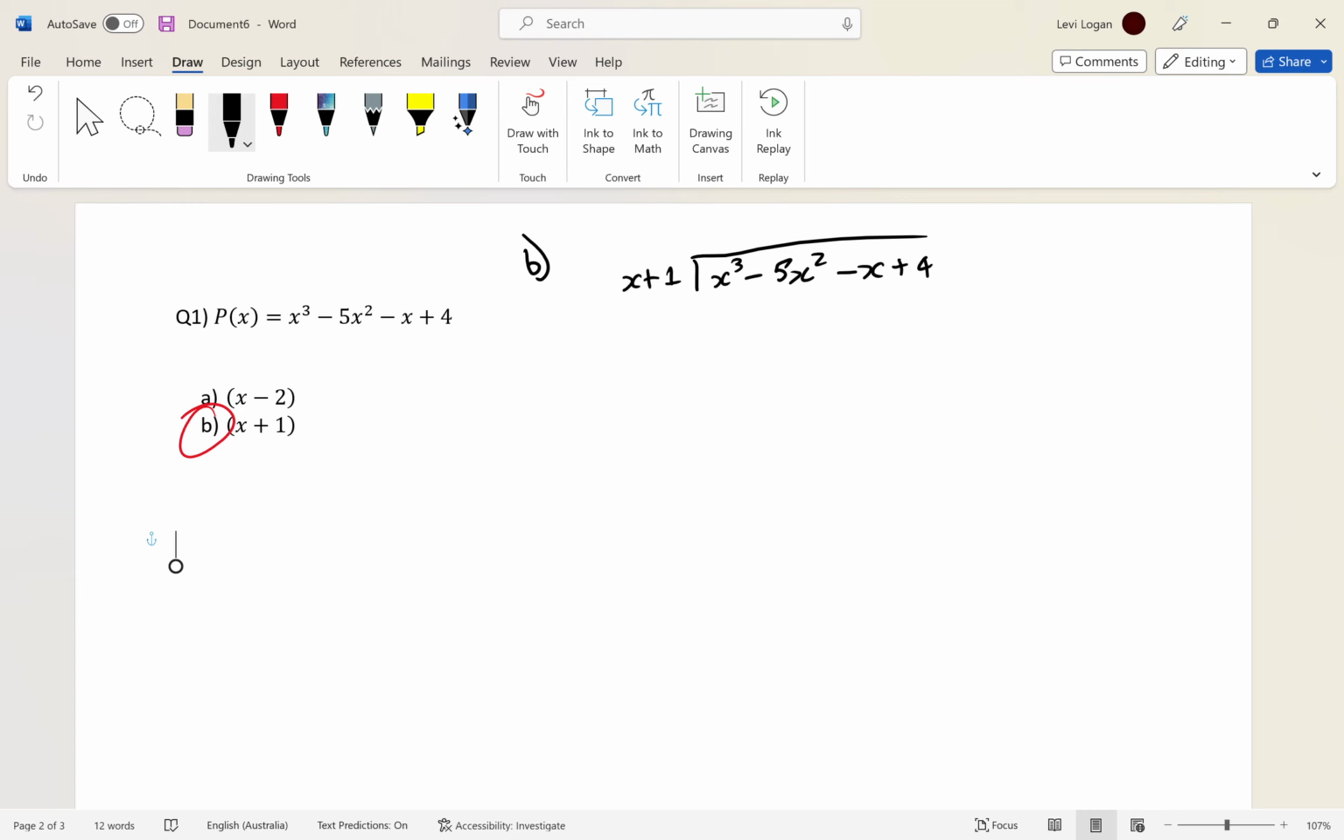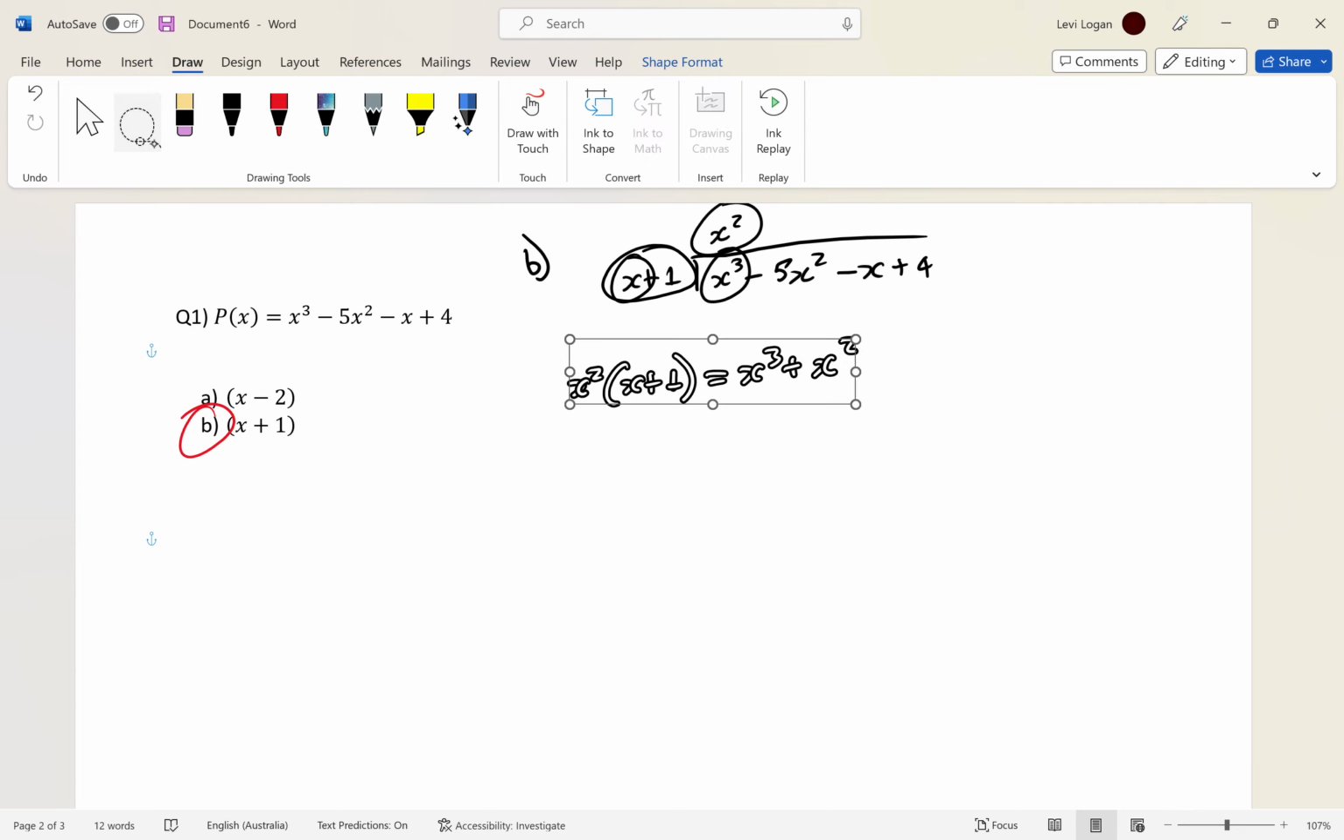Alright, let's do this again. We're going to take whatever we have here and divide it by that. So x cubed divided by x is going to be x squared. Whatever we have here, we're going to put it up here. So I'm going to get rid of that arrow. You're going to have x squared, and then whatever we have here, we're going to multiply it by this. So x squared multiplied by x plus 1 is equal to x cubed plus x squared, right?